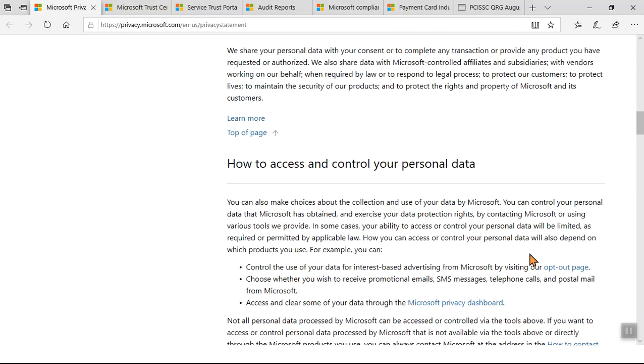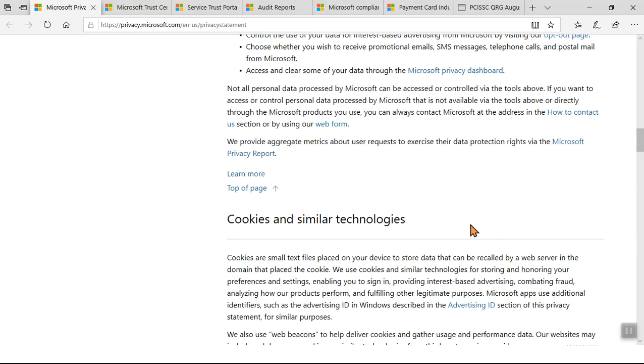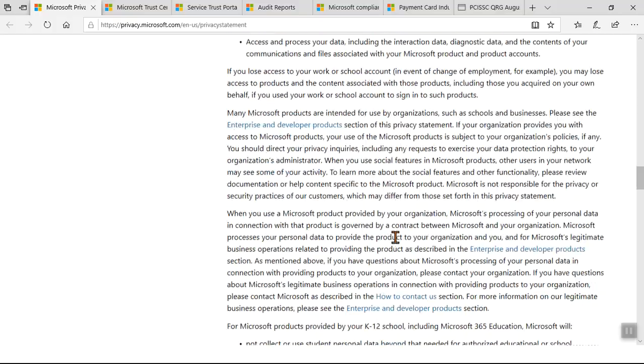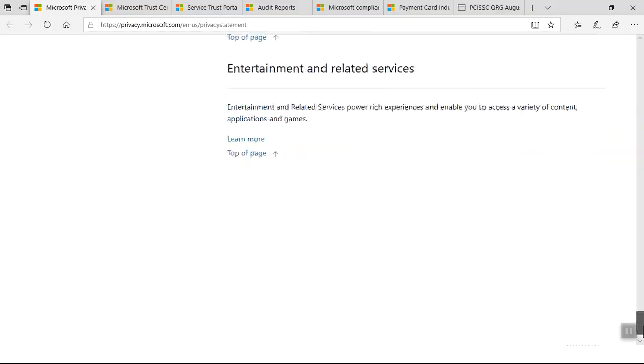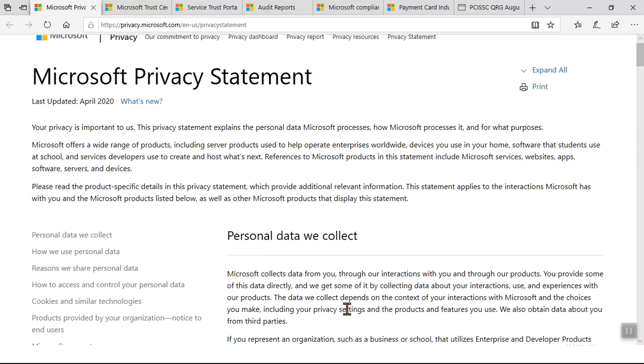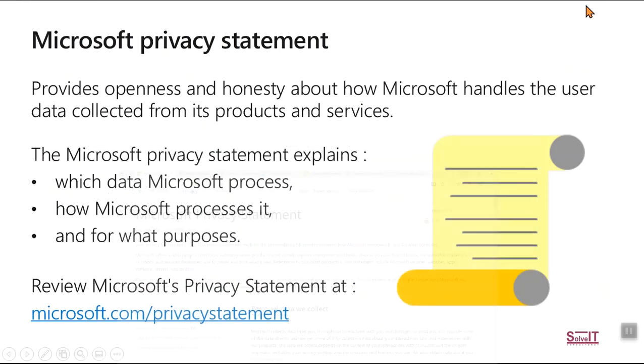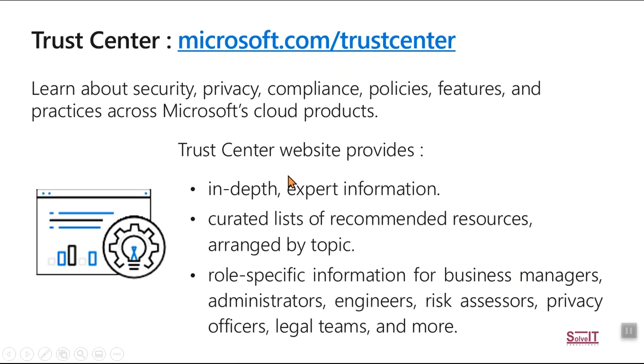So this is just me talking, but it's important for you to read through each of these links that are being provided to really understand the way your data is going to be managed. Work with your legal team, with your compliance team and so on, to understand how the data is being managed before you decide whether you want to move to the cloud or not, right? So that's one perspective, the privacy statement.